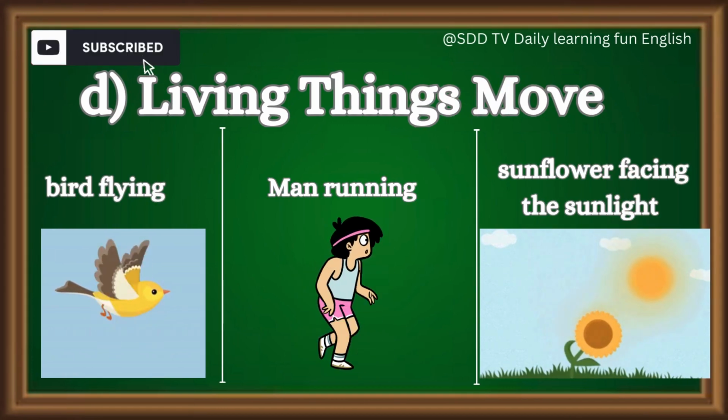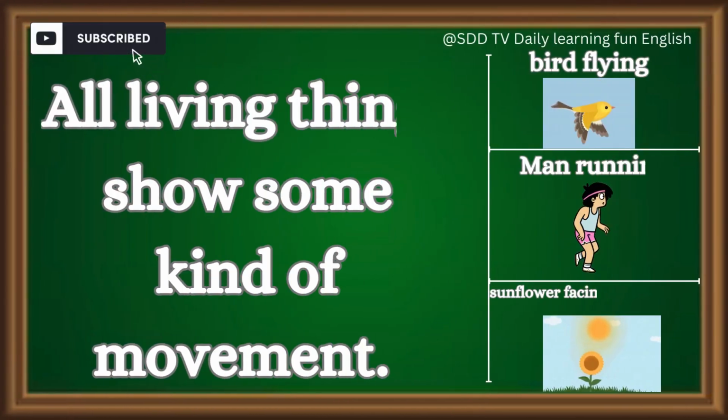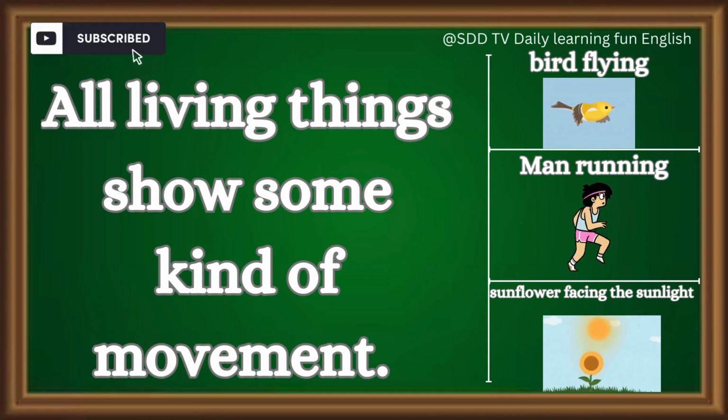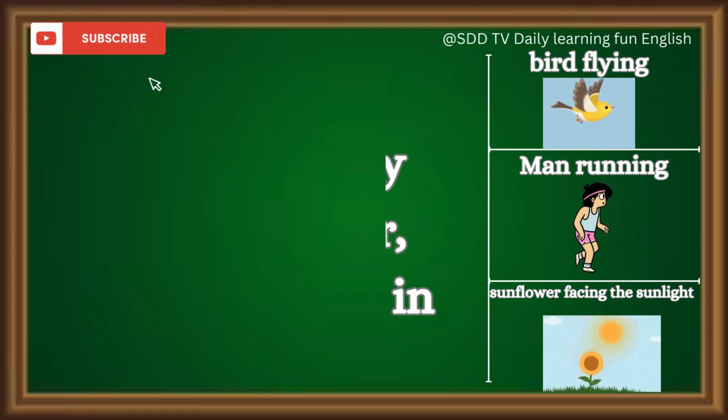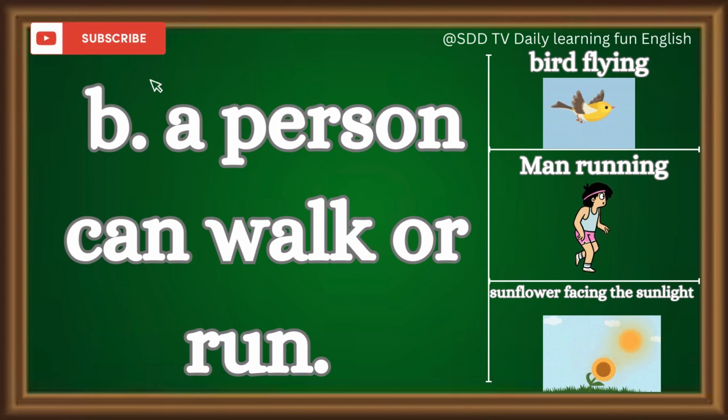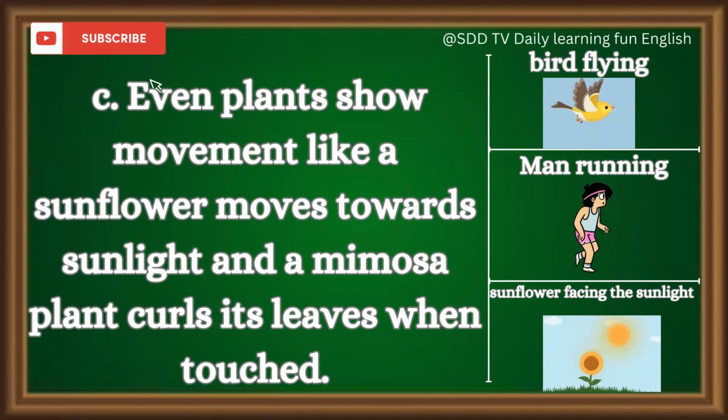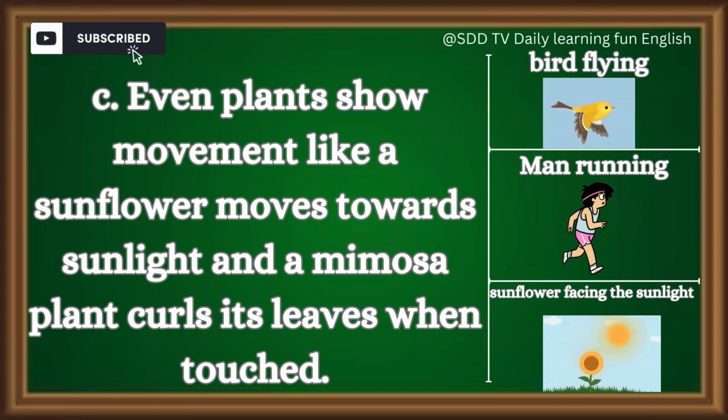Living things move. All living things show some kind of movement. For example, a bird can fly through the air. Fishes can swim in the water. A person can walk or run. Even plants show movements, like a sunflower moves towards sunlight and a mimosa plant curls in its leaves when touched.